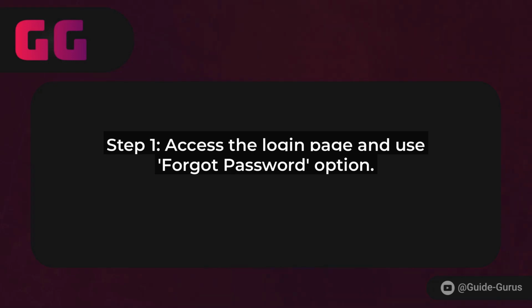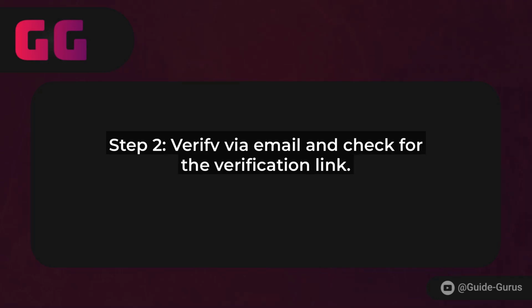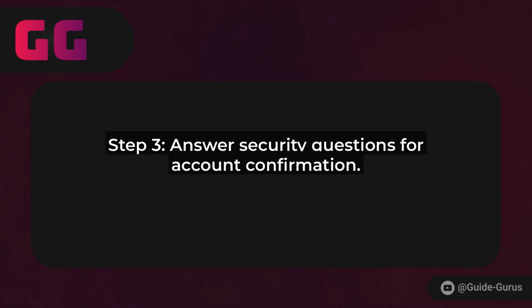Step 1. Go to the login page and click on Forgot Password or Login Assistance. This will prompt you to enter your email associated with your Venmo account. Make sure it's the one you used when you signed up. Once you do that, Venmo will send a verification link to your inbox. Check your spam folder if it doesn't show up right away.